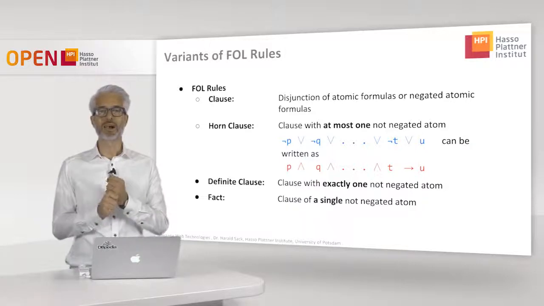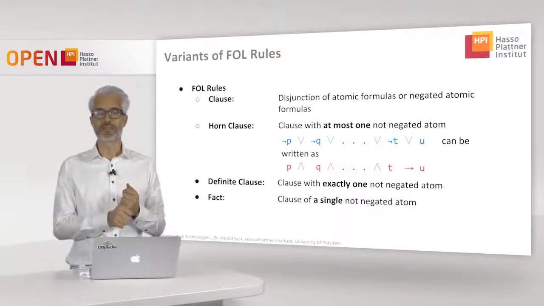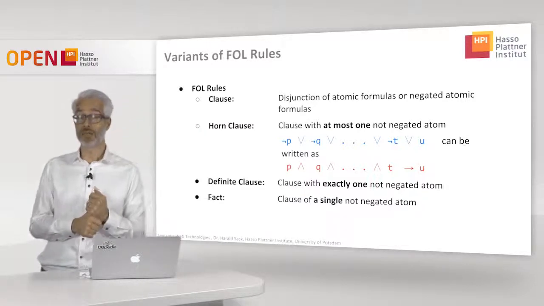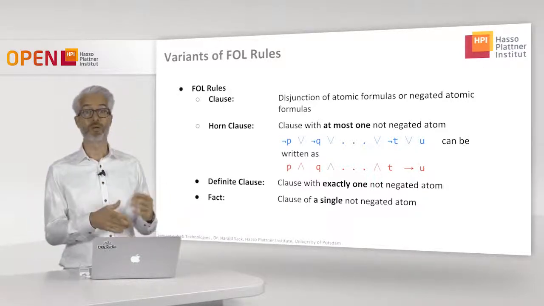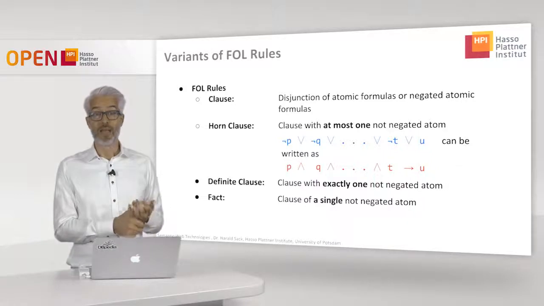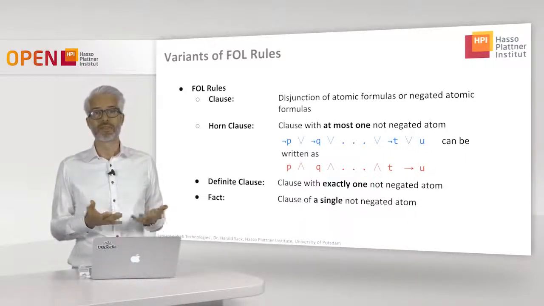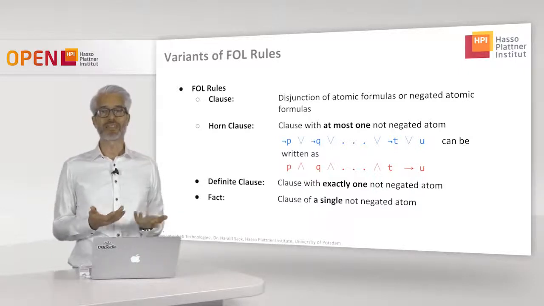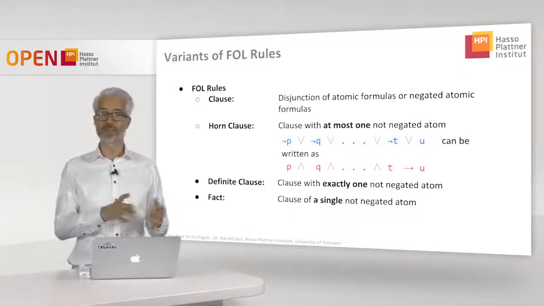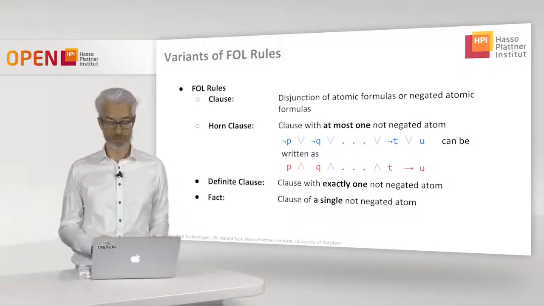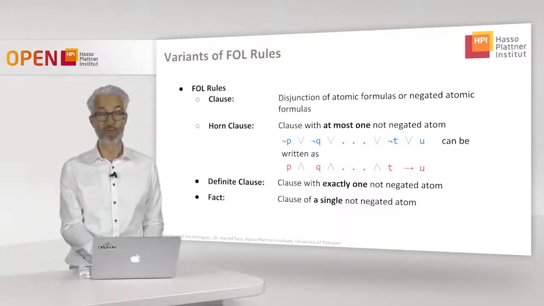If exactly one is non-negated, and not only at most one, then we have a so-called definite clause, which is a subclass of Horn clauses. And you can also have a fact. This is a single non-negated atom. Then we simply state a fact. This is not a rule. This holds. This is true. So a fact is a single non-negated atomic formula.